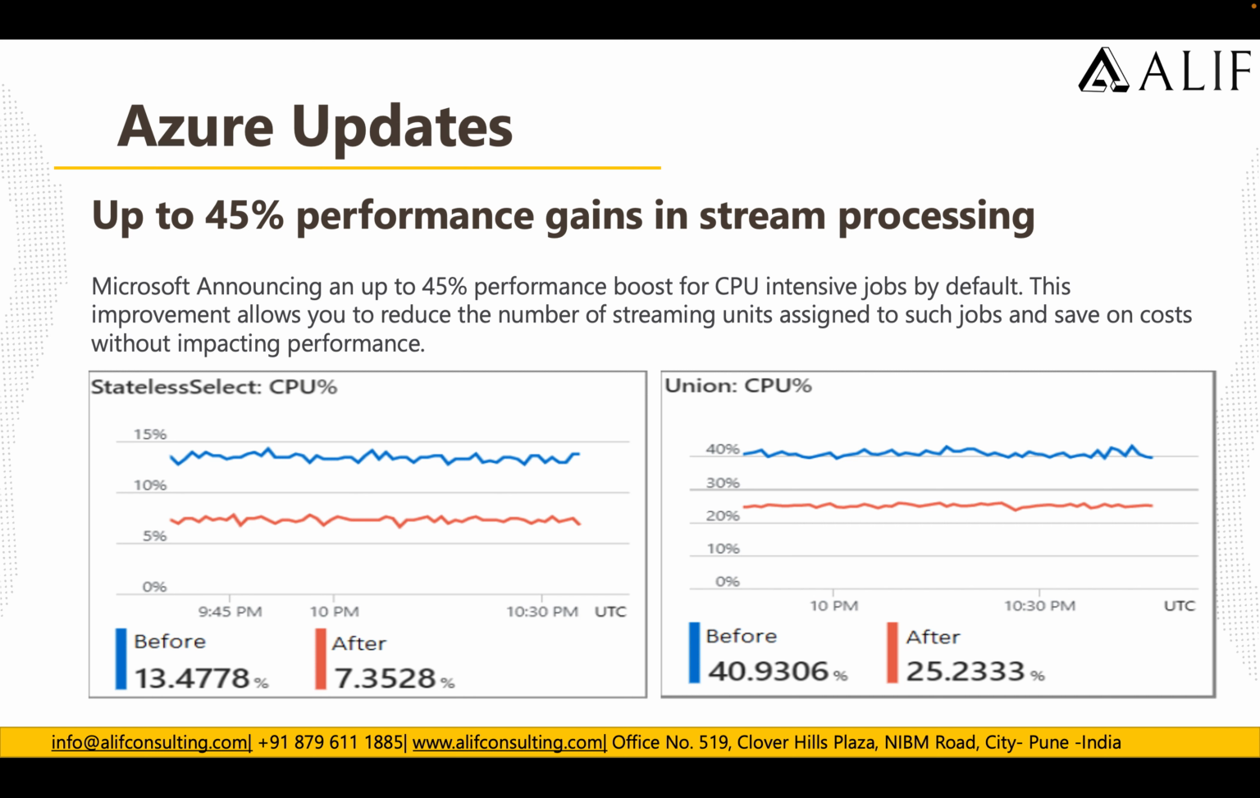without impacting the performance. So as you can see, there are two lines in the picture. One is blue and one is orange. The blue one is how this streaming process was utilizing the resources earlier. But when the performance enhancement happens, you can see it basically reduced by 45%, and the performance is increased much more in terms of how the stream processing is happening.